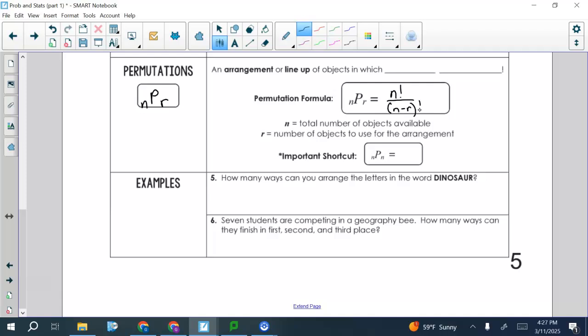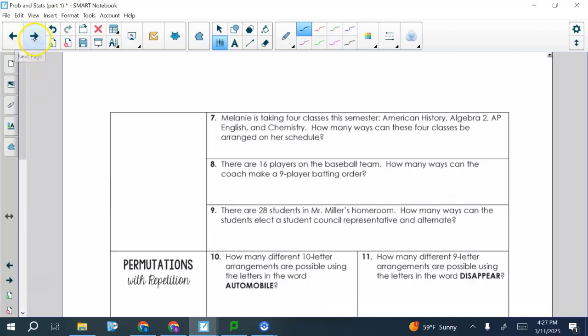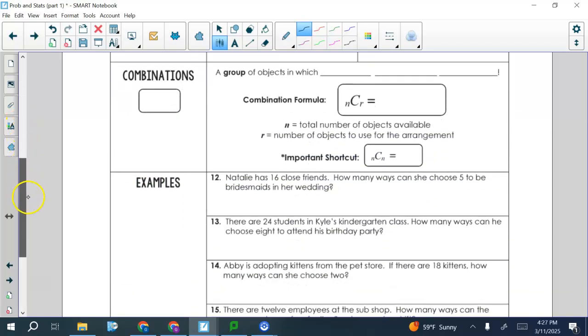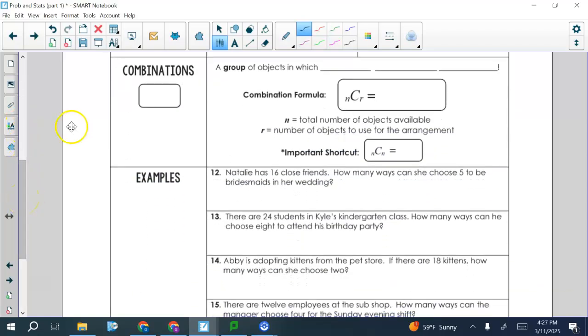Okay, today, the combination. So going back to permutation, this is when the order matters. If you're putting in a code, or trying to rearrange the letters in a certain order, or figuring out who gets first, second, third, that's when you use the permutation. The one we're going to look at today is combinations, when the order doesn't matter. Okay, so let's go ahead and look at page 6 on the combinations.